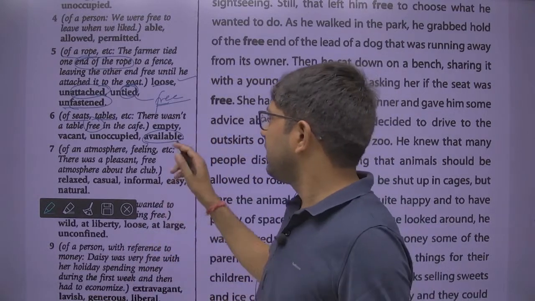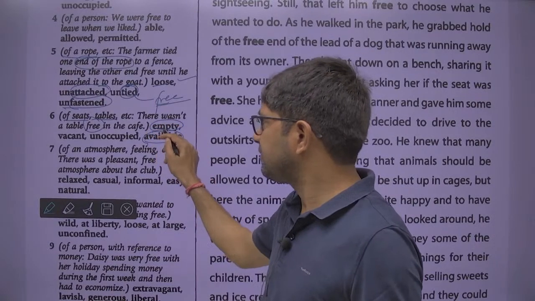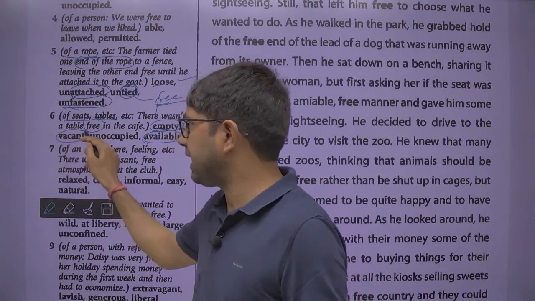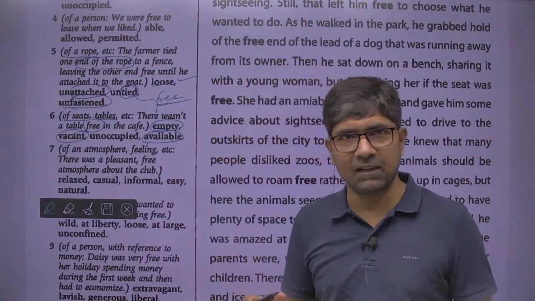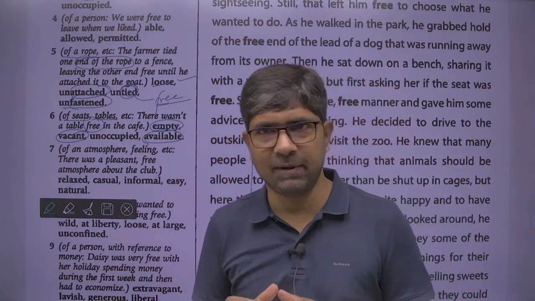They were not free. They all were occupied. They all were taken. They were not empty or they were not vacant. It means all the seats were taken. All the seats were busy. There was no free table, means there was no available table. So if a table is not available in a restaurant, it means it is not free. It means the table is taken.